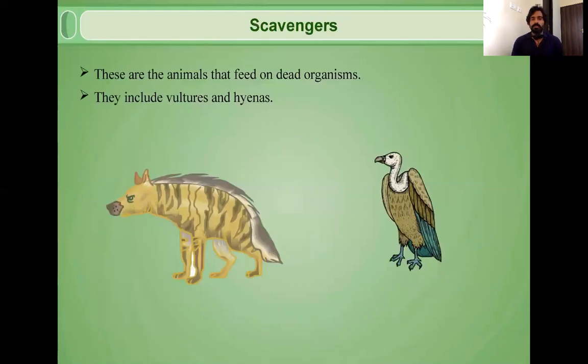So now let's talk about scavengers. Scavengers are actually very important. So this question is also important. Look, scavengers only feed on dead organisms. They don't feed on living organisms, like vultures and hyena. What happens is hyena usually search for dead bodies.